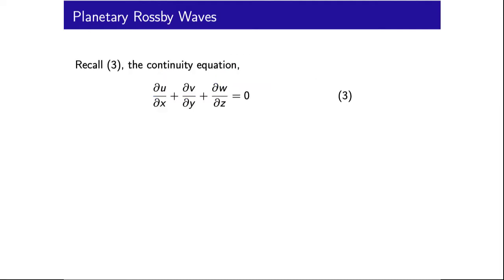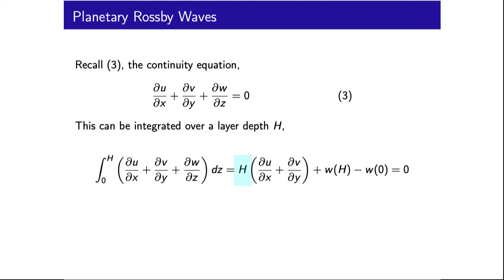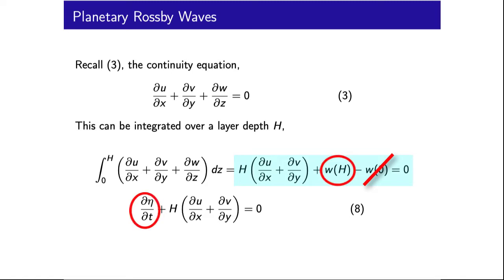Remember that we started with three equations, and the third equation, the continuity equation, we have neglected up until now. We want to integrate the continuity equation over the depth of the fluid h, giving this depth h times the horizontal divergence plus the vertical velocity at h minus the vertical velocity at 0. Now, the vertical velocity at 0 is 0, that is, there's no flow through the bottom boundary. And at h, the vertical velocity is simply the rate of change of the free surface, d eta by dt. So we have the rate of change of the free surface plus h times the horizontal divergence is equal to 0.